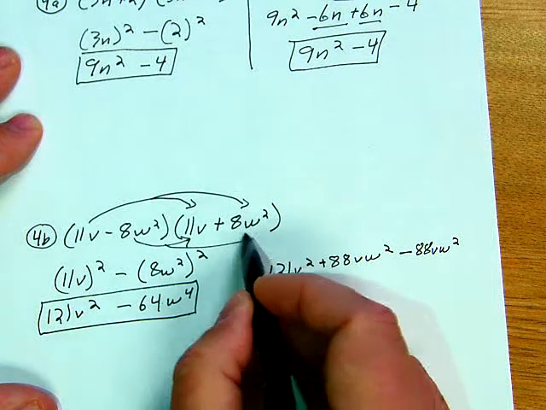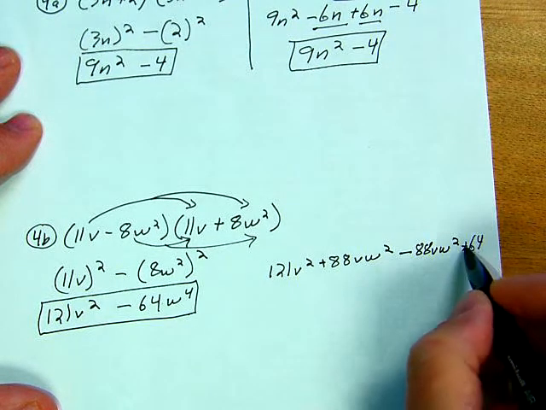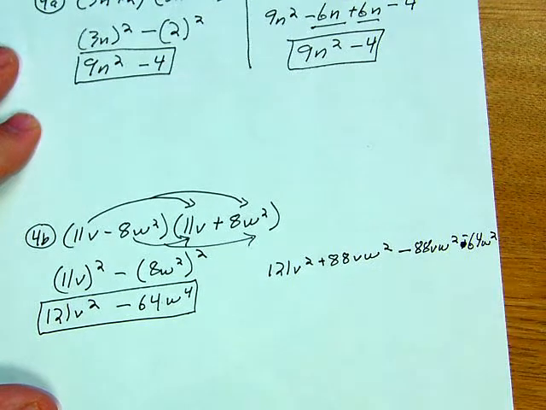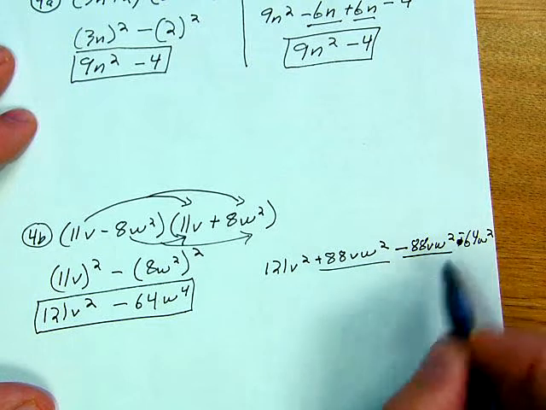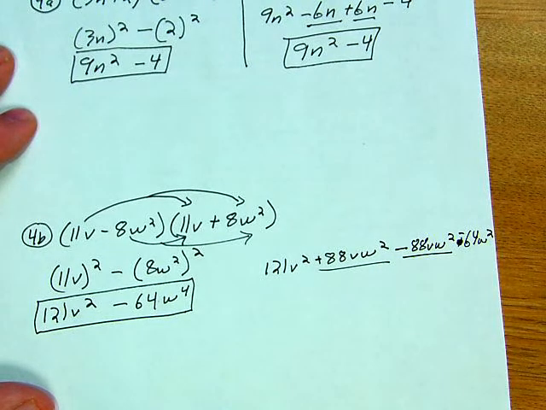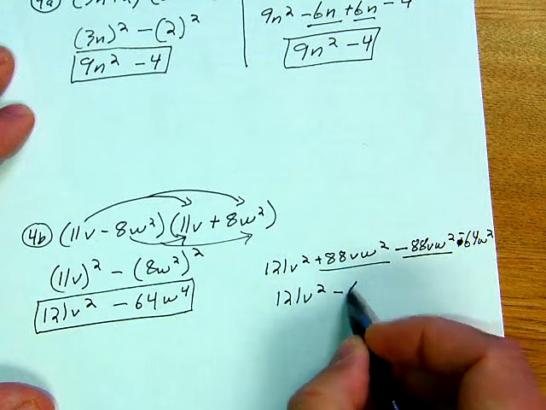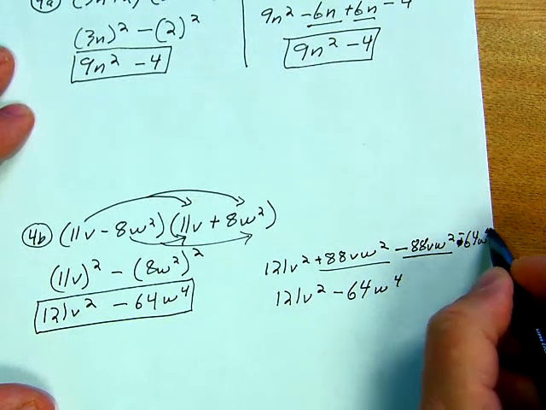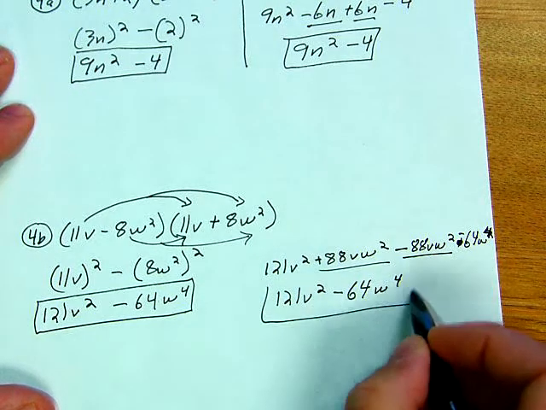And finally, I get minus 64w squared. Kind of ran out of room there, but I noticed that these two are like terms and cancel each other out. I'm left with 121v minus 64w to the fourth. I wrote that wrong right there. Okay, and there we are. Same answer.